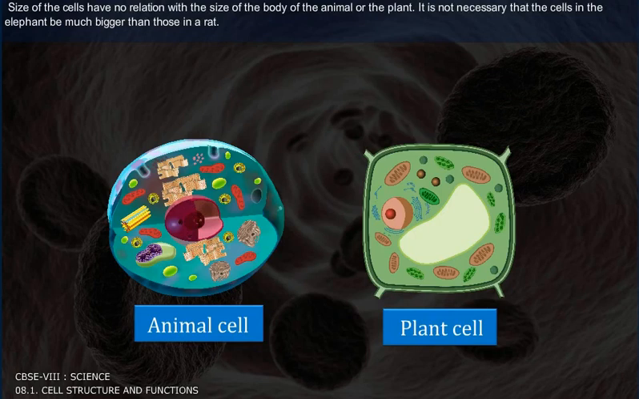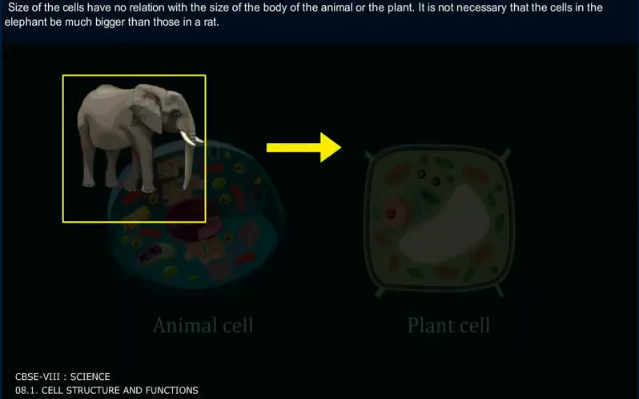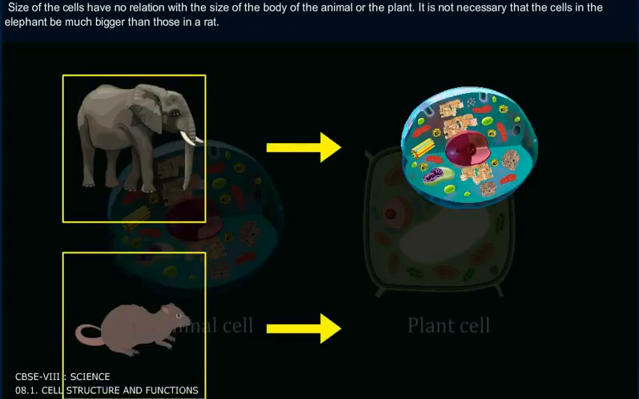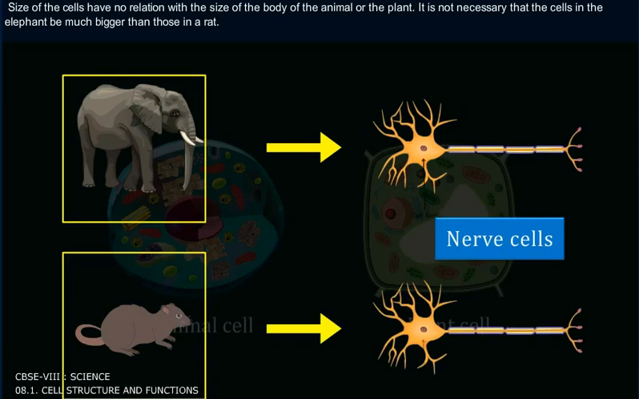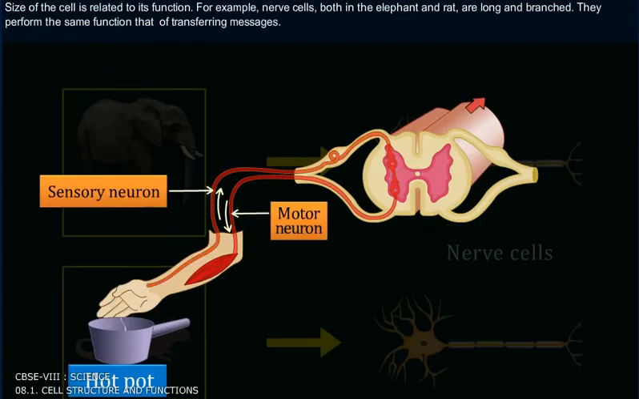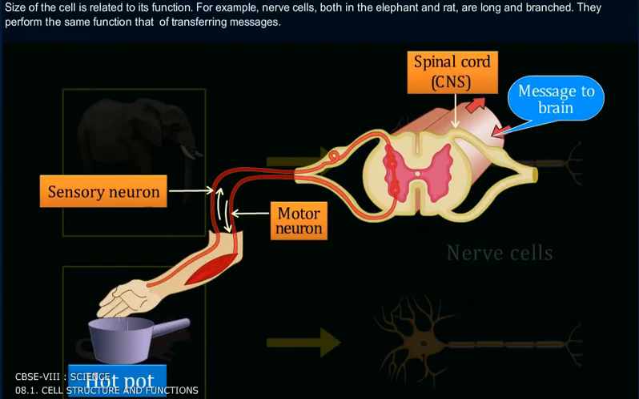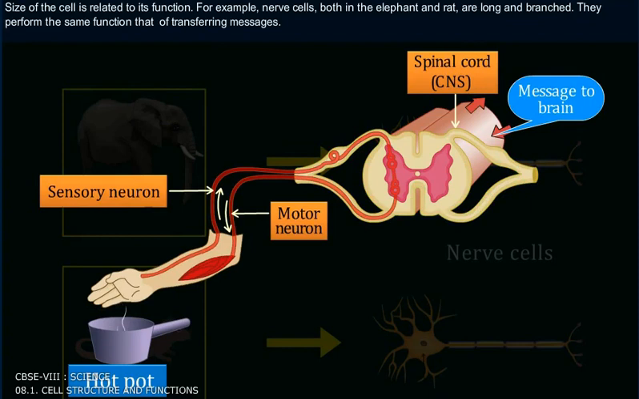The size of the cells has no relation with the size of the body of the animal or the plant. It is not necessary that the cells in the elephant be much bigger than those in a rat. The size of the cell is related to its function. For example, nerve cells both in elephant and rat are long and branched. They perform the same function, that of transferring the messages.